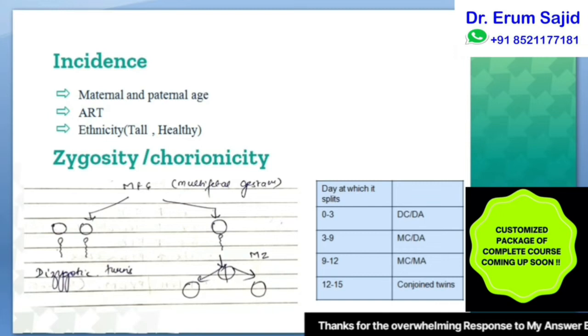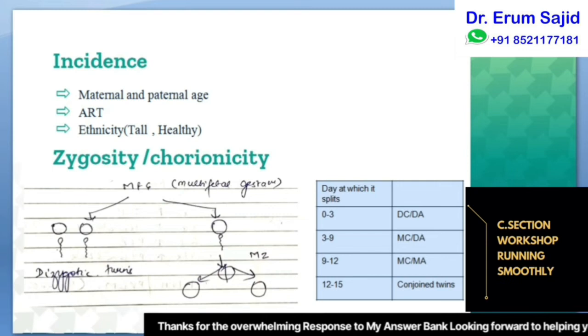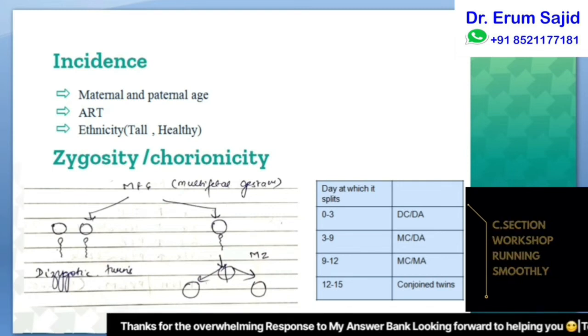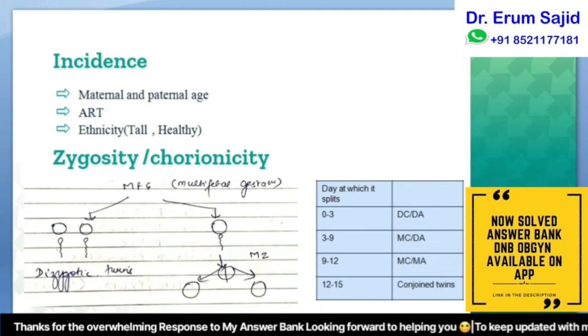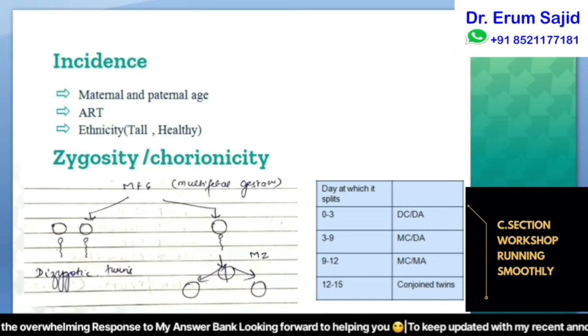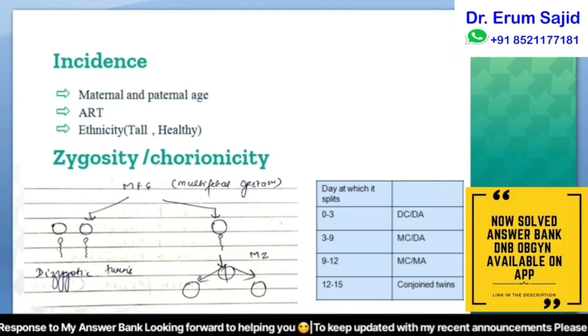So 0 to 3 days, it splits early. In that case, it's kind of a good twin pregnancy: dichorionic, diamniotic pregnancy. And if it splits between 3 and 9 days, now that's a huge gap, at any point in time, monochorionic, diamniotic. I'm not very happy with this kind of pregnancy. Nobody is. But even more dangerous is when it splits after 9 days. That means 9 to 12 days, and that gives you monochorionic, monoamniotic, very dangerous. And then come conjoined twins, which come after 12 to 15 days. So this was just in a nutshell.